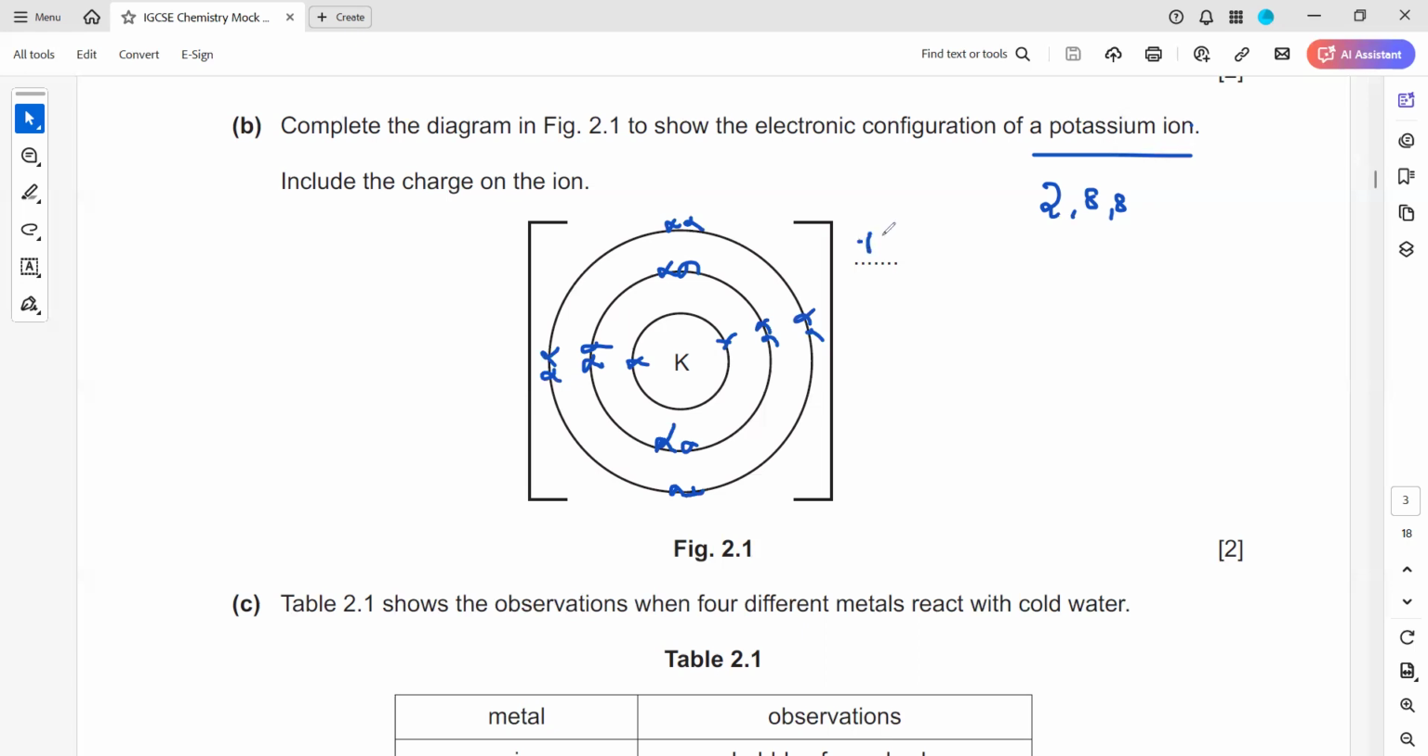And what is the charge? The charge is positive, because it has lost an electron. If a substance loses electrons, it is positive; if it gains electrons, it is negative. Metals tend to form positive ions. Metals never form negative ions.